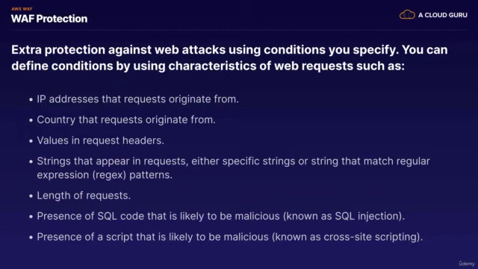You can also use values in request headers, strings that appear in requests, either specific strings or strings that match regular expressions, and the lengths of the request. WAF can also detect things like SQL code that is likely to be malicious, such as SQL injections, as well as the presence of a script that is likely to be malicious. This is sometimes known as cross-site scripting.